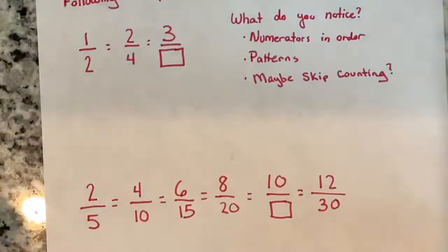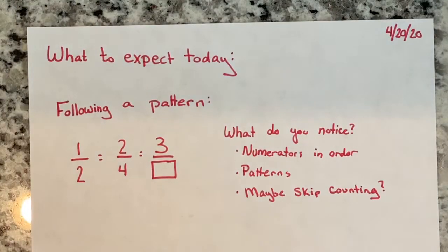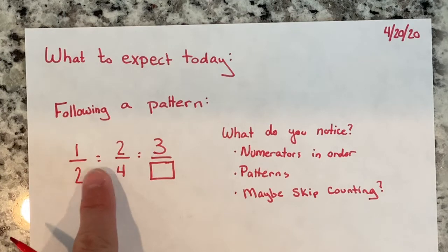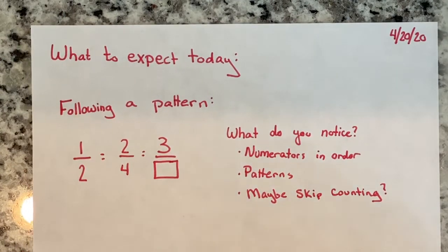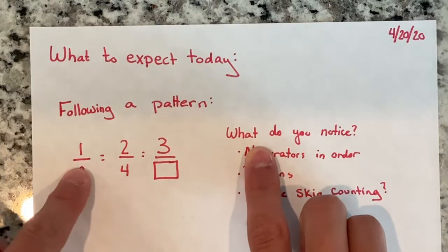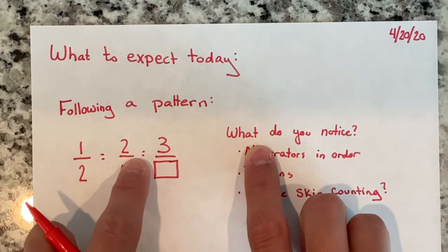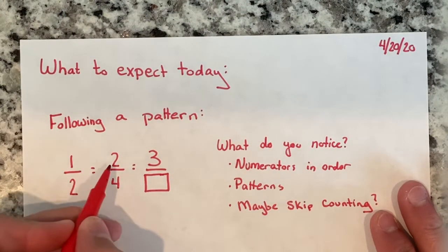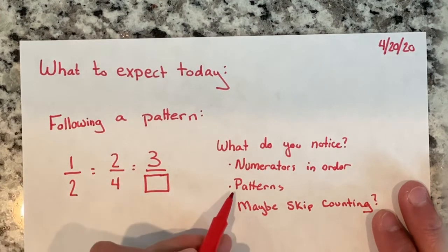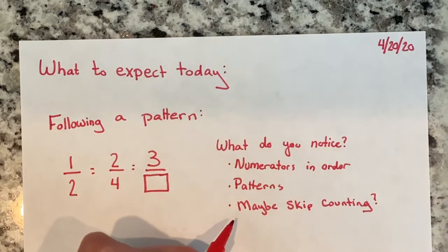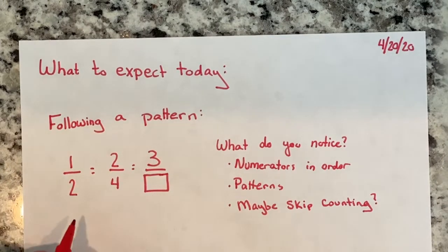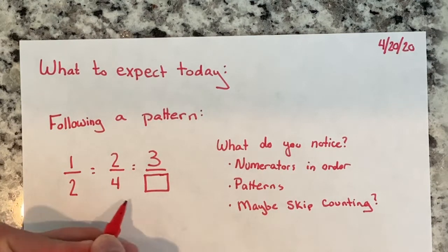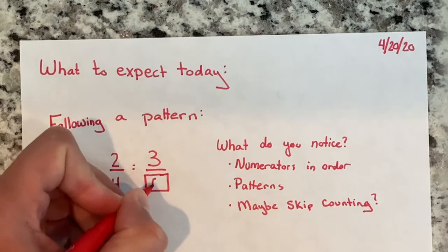Today, when you're working on IXL, your math is really going to be mostly about finding patterns. So these fractions, as we move down the line here, you'll see that they're all equal to each other. I've just got to figure out what the pattern is. So what do I notice so far about 1/2 being equal to 2/4 being equal to 3 something? Well, my numerators are in order, 1, 2, 3. Maybe look for a pattern here. Maybe I'm skip counting on my bottom. Well, 2, 4, I've got a difference of 2 here. My next one, let's see, 2, 4, 6.